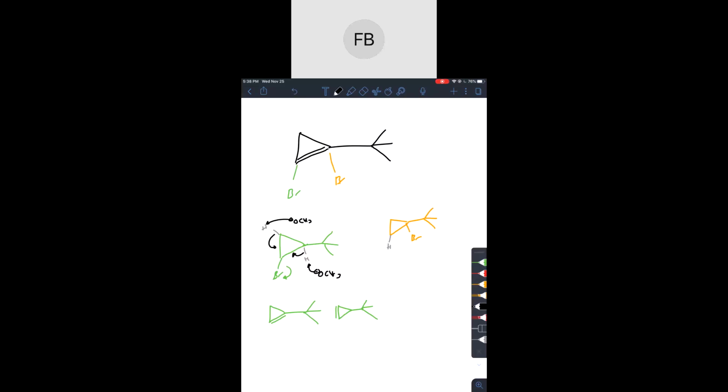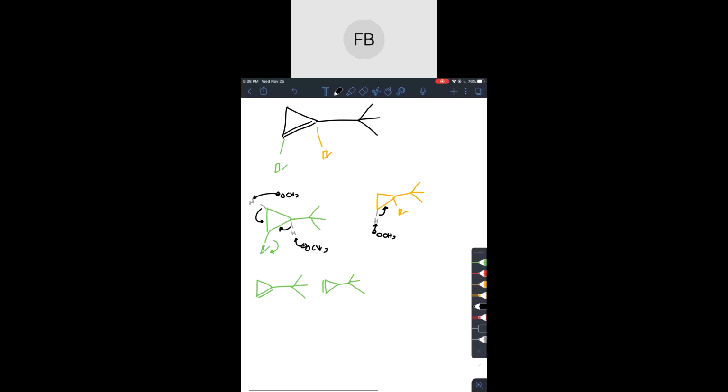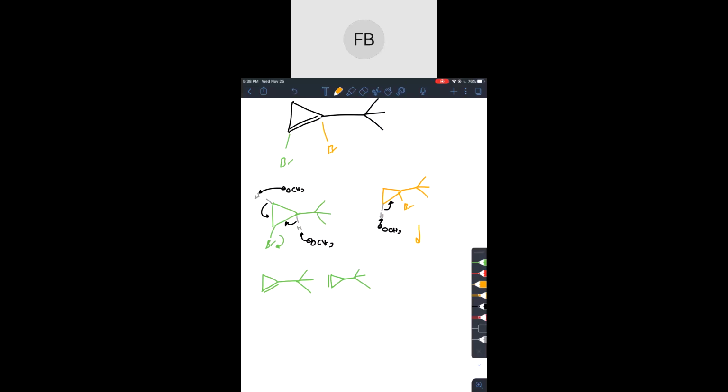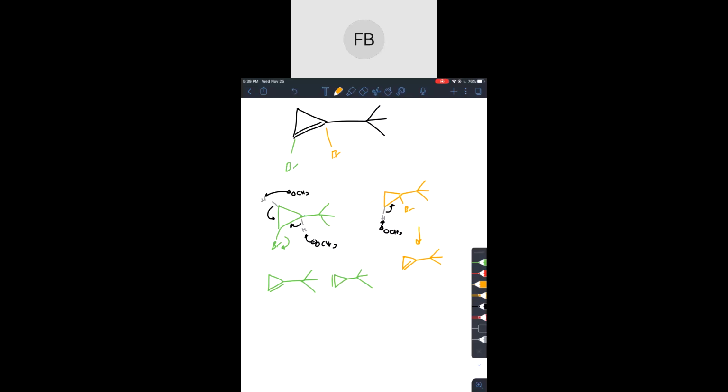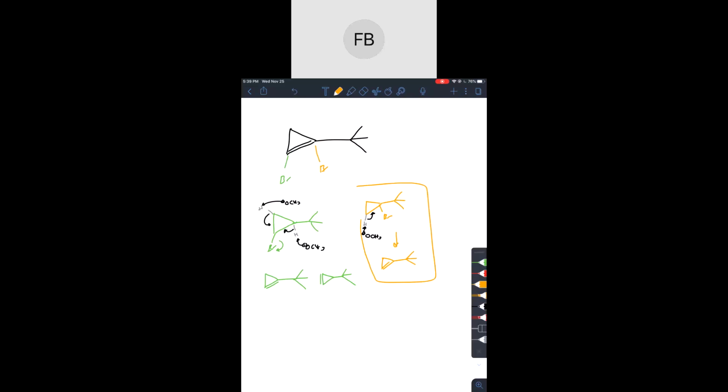So what that means is that our base only has one option to attack this beta hydrogen, and that forms a double bond. That gives us one product only, and that product just so happens to be the exact product we're looking for. So the answer is that this one is the correct one. The bromine had started out in this orange position. So this is the correct one, and this was wrong.